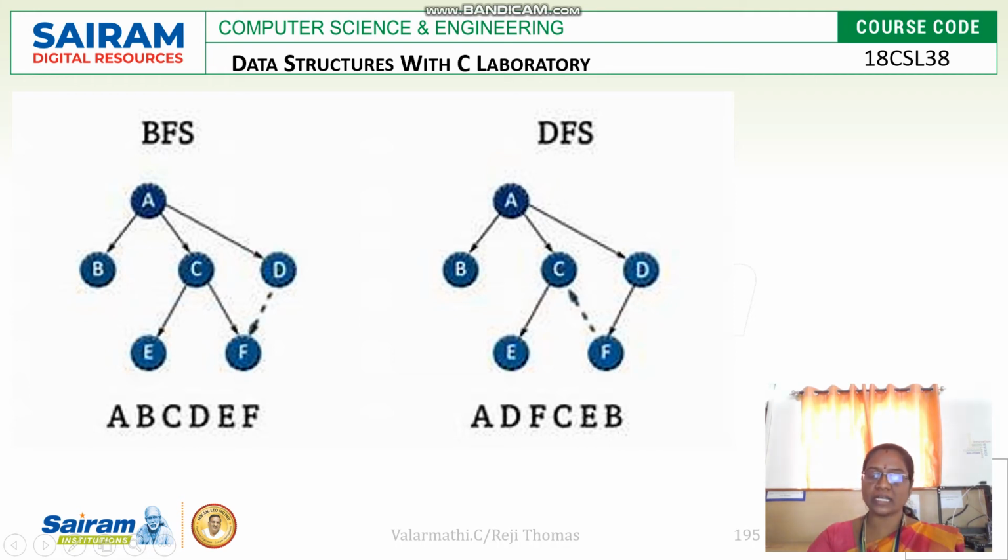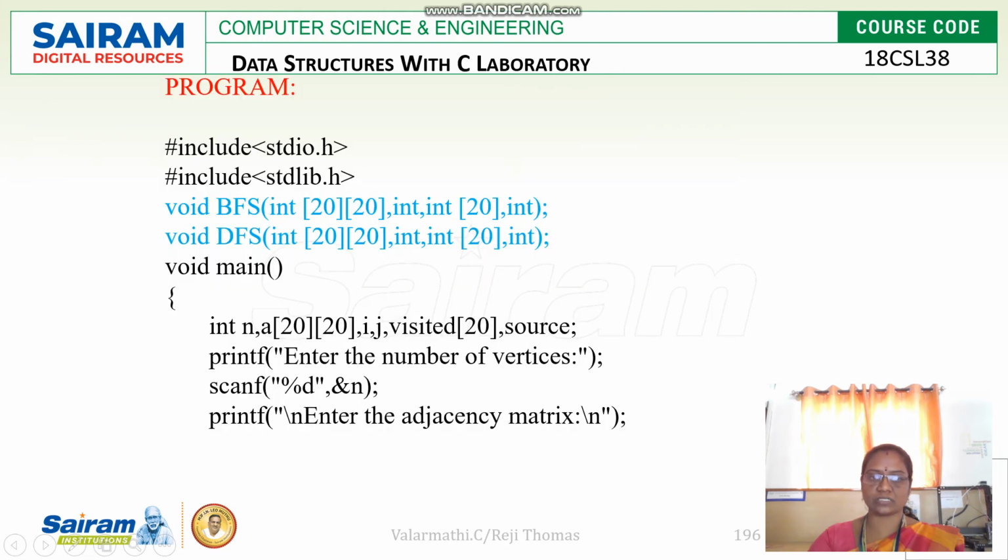Whereas in DFS, it is traversed in the depthward direction. It starts from A first, then it goes to the next layer as D, then afterwards F. Once all the nodes are visited in depth, it goes back from F to C, then C to E, then finally B. Like that it will be traversed, in the depthward direction. I hope you understand this logic.